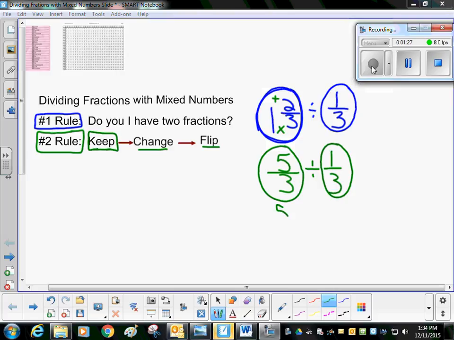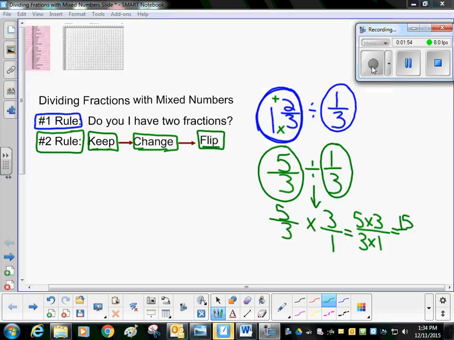I'm going to keep 5/3. I'm going to change my operation sign from division to multiplication, and I'm going to flip my second fraction so that it is now 3 over 1. I can multiply my numerators, which gives me 5 times 3 for my numerators. My denominators are 3 times 1. I am left with an answer of 5 times 3 is 15 over 3 times 1, which is 3.